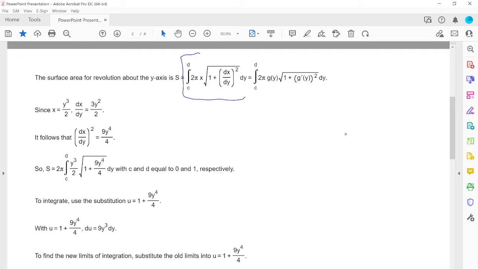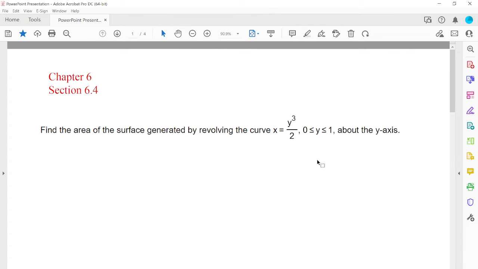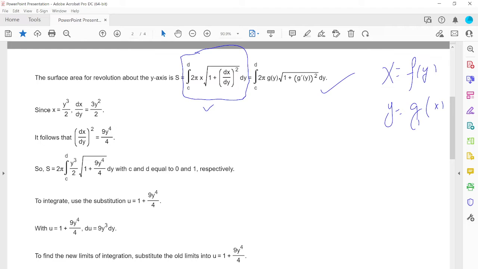The first part is, if you are given x as a function of y, then this is the formula we're going to use. If you are given y as a function of x, then this is the formula we're going to use. In this case, x is a function of y, so we're going to use the first part of this formula.